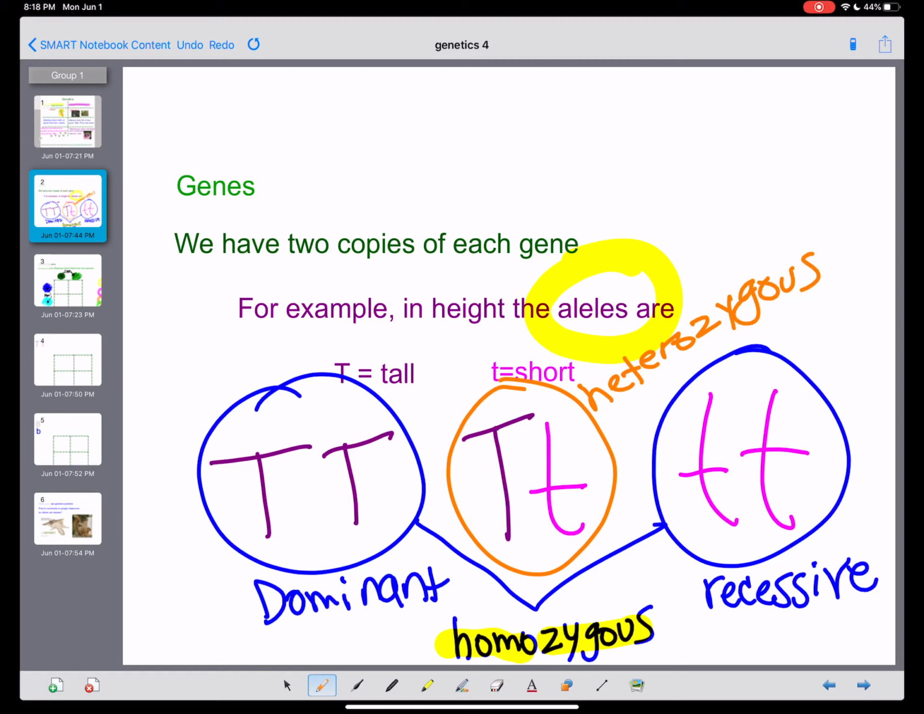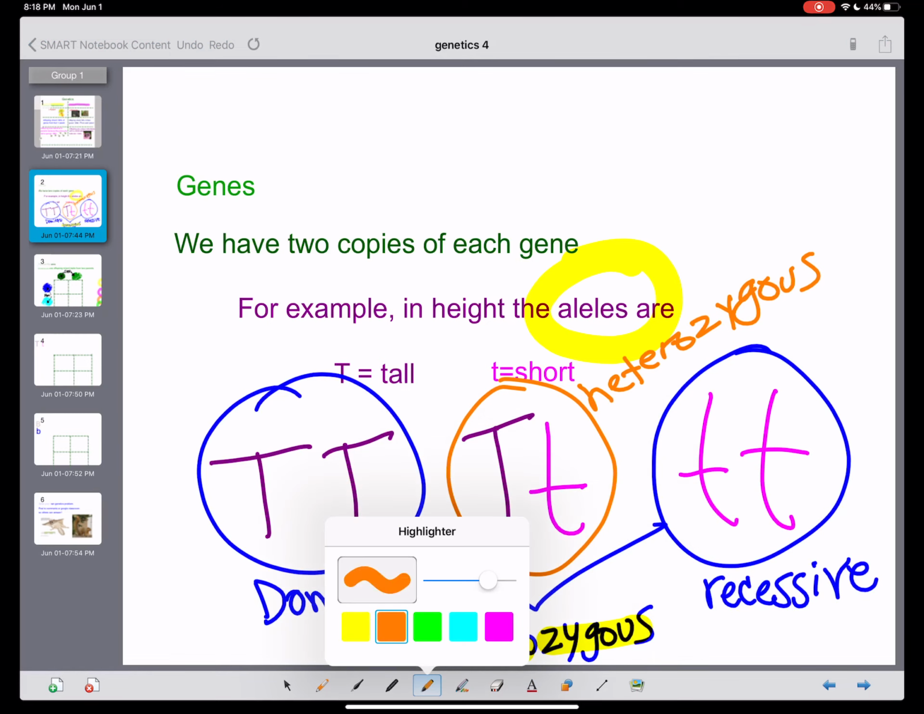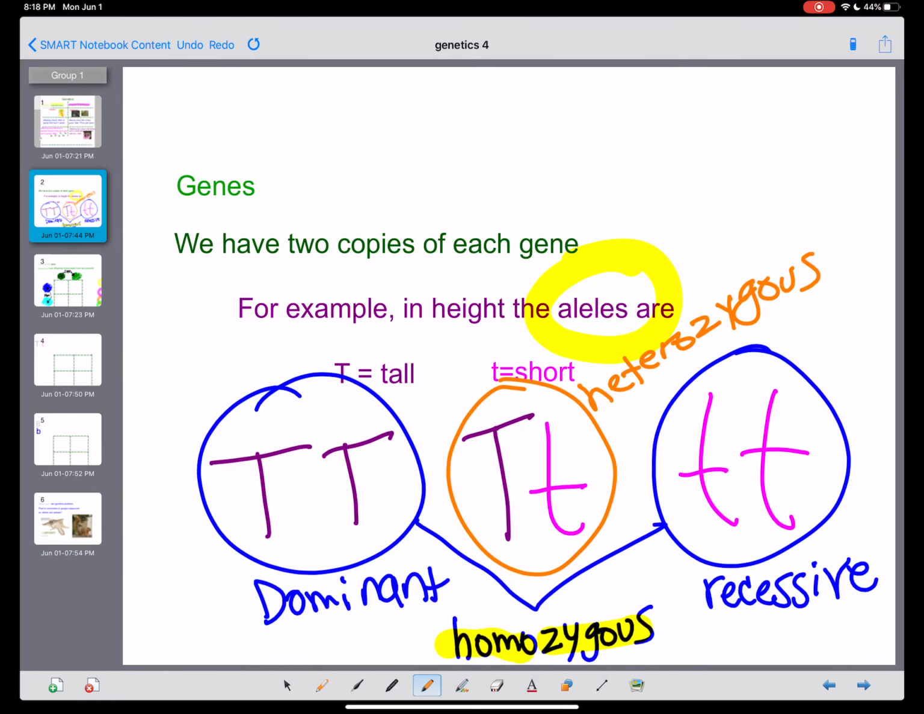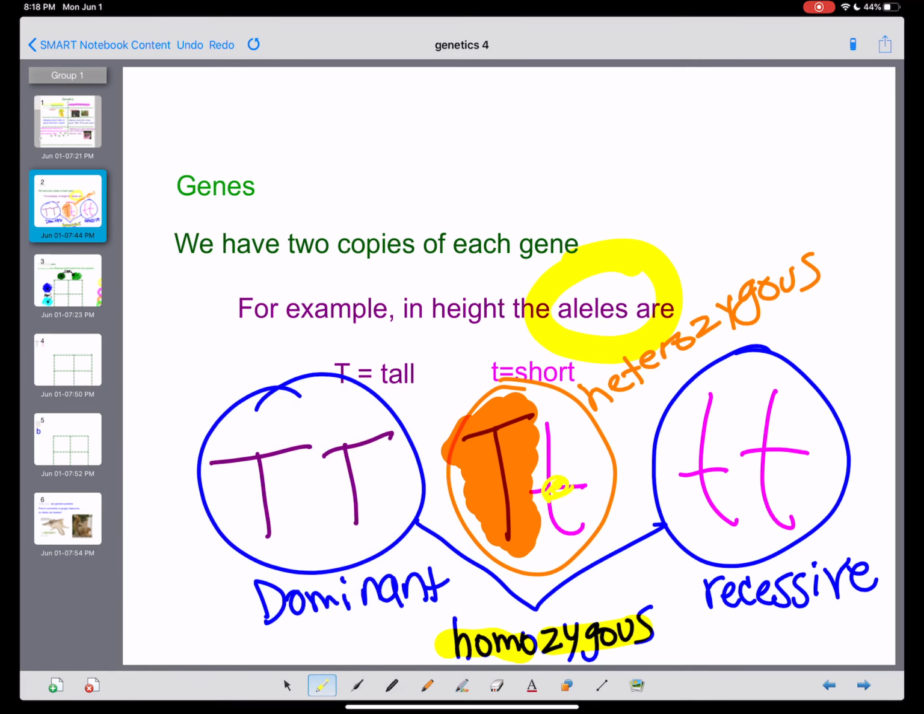But what we see, or what is expressed, is the dominant gene. So we know that it's dominant because it's represented by the capital letter. So in this case, even though this living thing carries the recessive short gene right here, the capital dominant gene is going to win out and it will appear tall, just like this living thing.